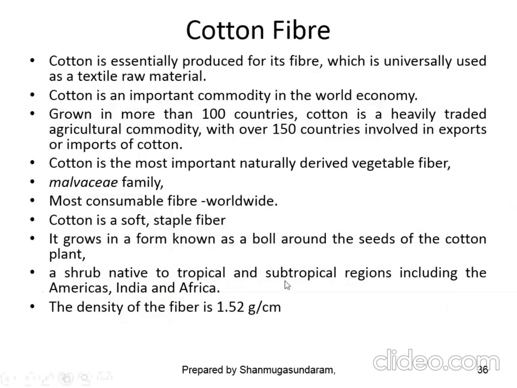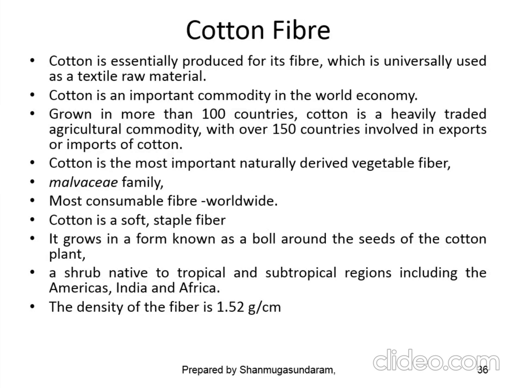Let us discuss the cultivation of cotton fiber, then properties and application of cotton fiber. Please look at the slide. Cotton is essentially produced for its fiber, which is universally used as a textile raw material. Cotton is an important commodity in the world economy, grown in more than 100 countries. So cotton is a heavily traded agriculture commodity with over 150 countries involved in exports or imports of cotton.